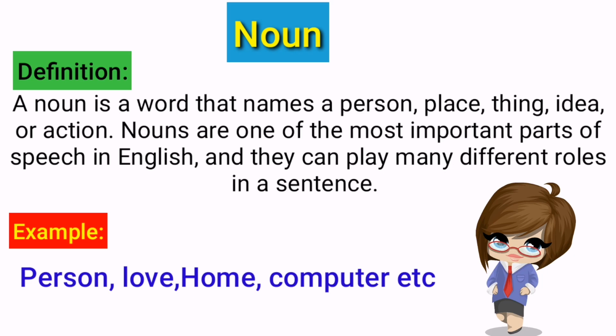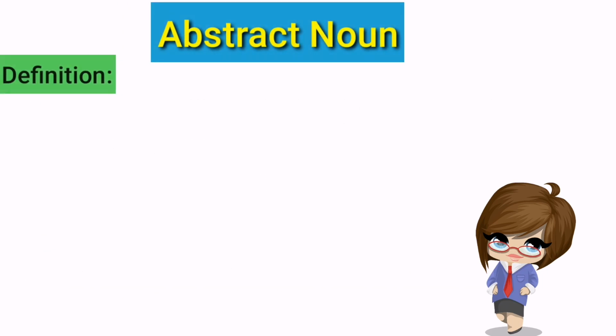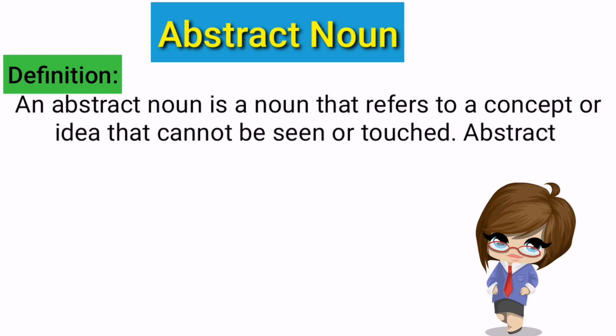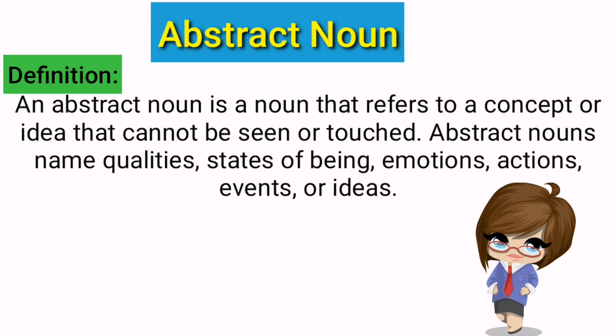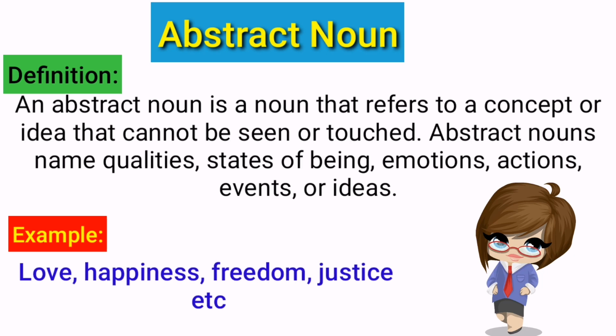are all nouns. Well, as you have understood noun but you have not understood kinds of a noun, so let's move and learn one by one in detail. Abstract noun. An abstract noun is a noun that refers to a concept or idea that cannot be seen or touched. Abstract nouns name qualities, states of being, emotions, actions, events, or ideas. They are the opposite of concrete nouns, which name things that can be seen or touched. For example, love, happiness, freedom, and justice, etc.